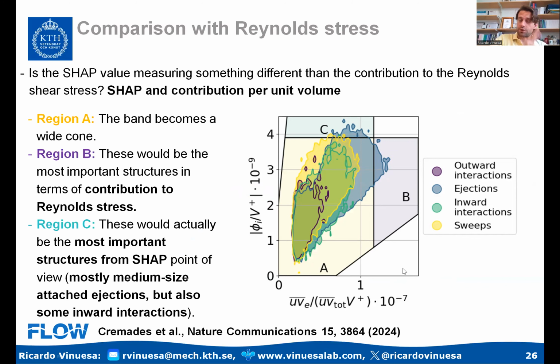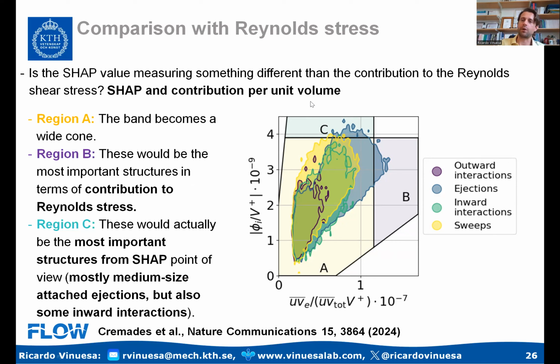We get 3 different regions. And in region A, the correlation is gone. So for the same Reynolds shear stress, there is a quite broad range of importances. In region B, I'm having the extractors with the highest Reynolds shear stress, and in region C, the extractors with the highest importance.